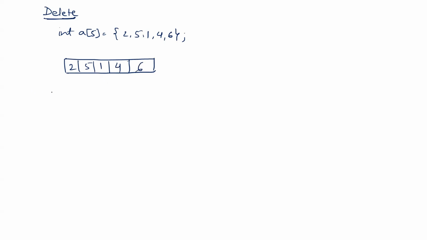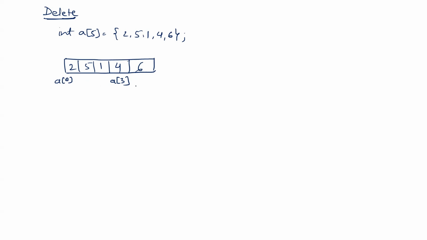Now, if you want to delete some value, you know that the array is a static data structure. Meaning, whatever you allocate or put into an array as an element cannot be deleted. For example, if you want to delete 6, I will simply print the values from a of 0 to a of 3. We will not print the value of a of 4. In this way, I can simply delete the value 6.